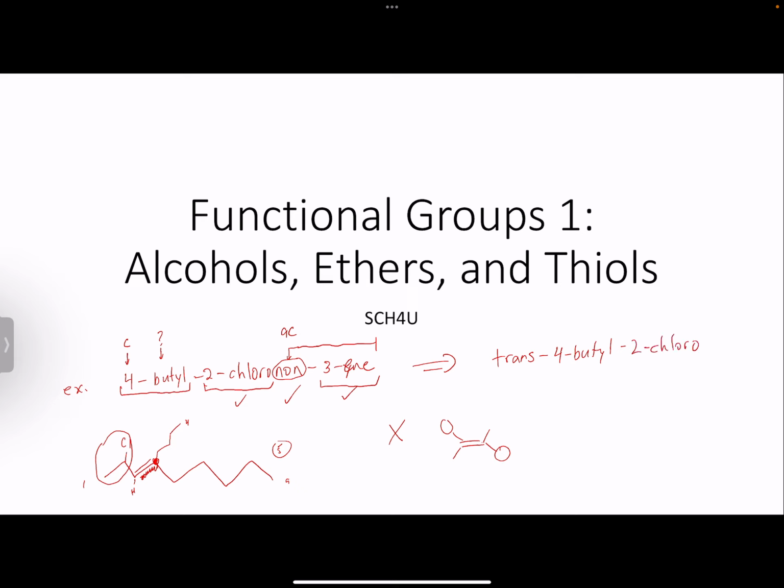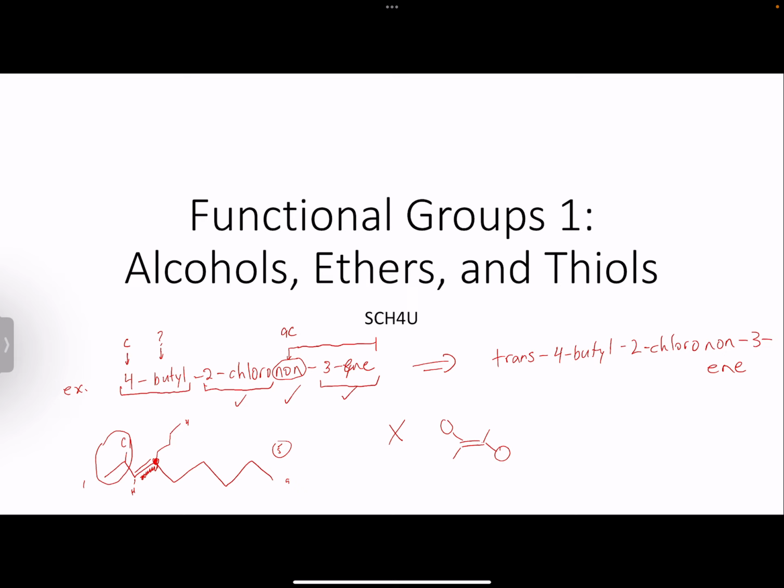2-chloro non 3-ene instead of yne. So that's just a quick little recap. When you see a big name like that, don't get scared about it. Just kind of put these little brackets underneath the number and what it's attached to, and that lets you start placing the components of the parent chain.